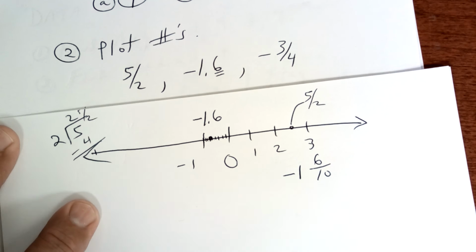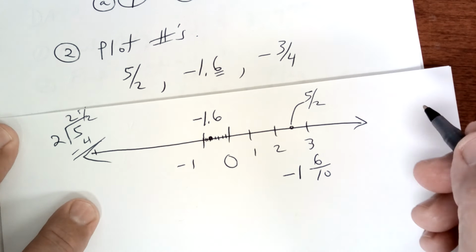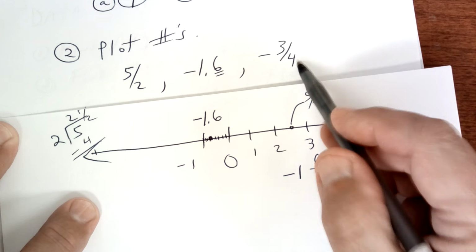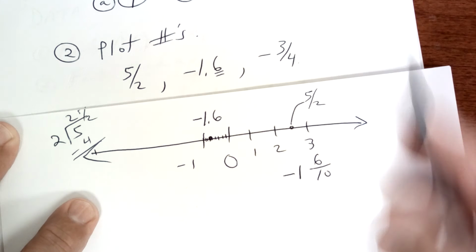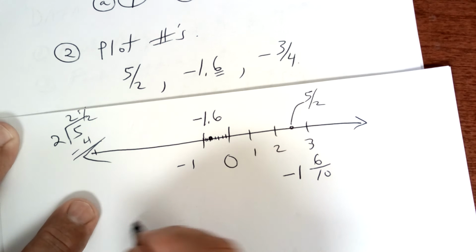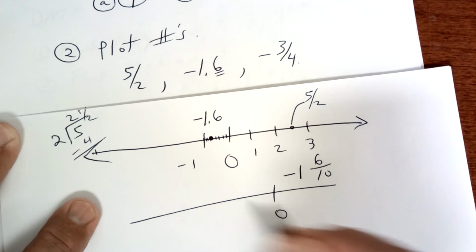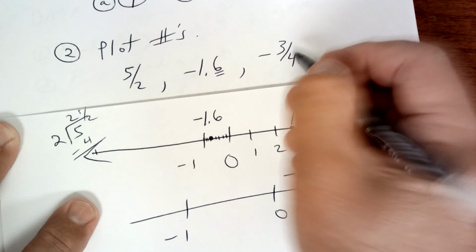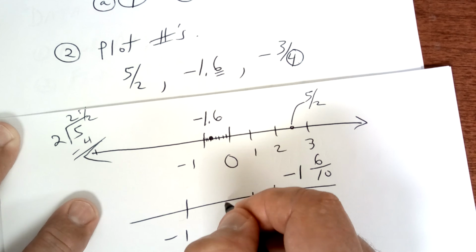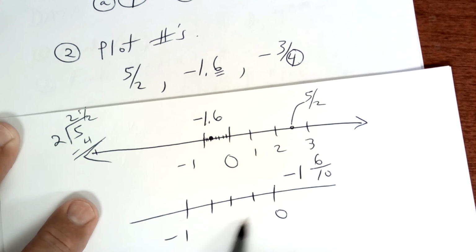And then finally, -3/4, that's a negative. So you're going to break up, and I need a new number line for that one. Let's say this is 0 and this is -1. You're going to break this into 4 pieces. 1, 2, 3, 4 pieces. So a -3/4 would be right here. And that's how you graph it.